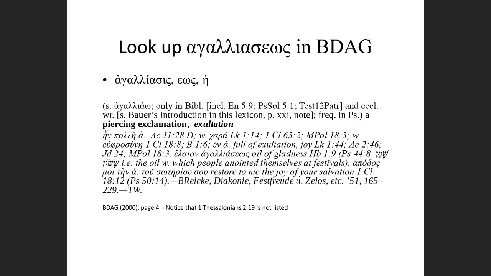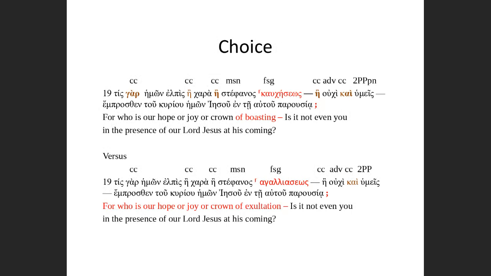First of all, what do you do? You should look up the original word, kauchesis, in the BDAG, and you should look up the alternate word. What do you find? You find agalliasis, or as it says, agalliaseos. You find it to be a piercing exclamation or an exaltation, giving the oil of gladness for the Hebrews. So consider that is the definition.